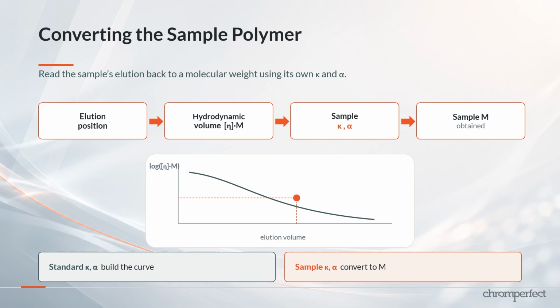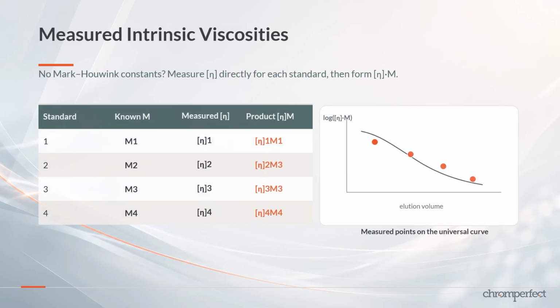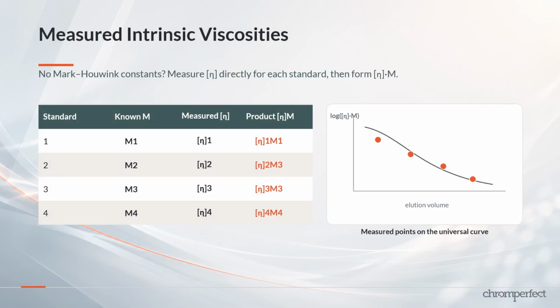When a sample polymer is analyzed, the hydrodynamic volume corresponding to each elution position is read from the universal curve. The Houwink constants for the sample polymer are then used to convert hydrodynamic volume back into sample molecular weight. Universal calibration, therefore, requires information for both materials. The standard polymer constants transform the original standards into hydrodynamic volume. The sample polymer constants transform hydrodynamic volume into the molecular weights of the material being analyzed.